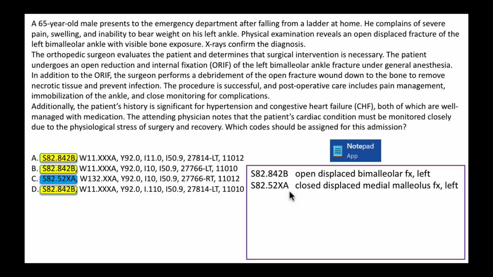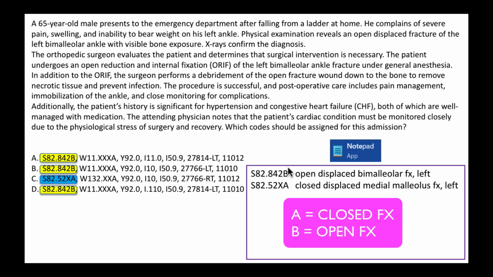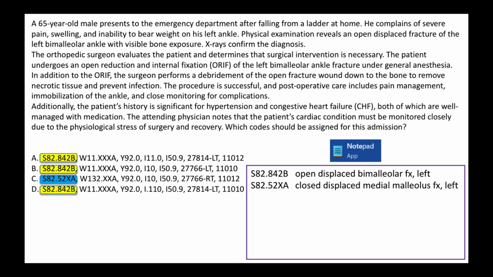On another side note, if you have been watching my videos, you should know that the last digit in the fracture code is significant. A is for closed fracture and B is for open fracture. Understanding this difference will help you focus on key details when you start reading the question, such as whether it is a closed or open fracture, and whether the fracture involves the bimalleolar or medial malleolus site.